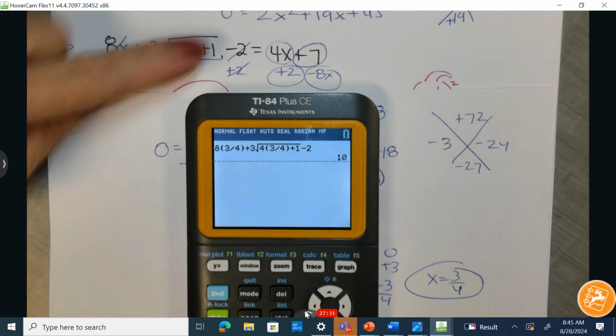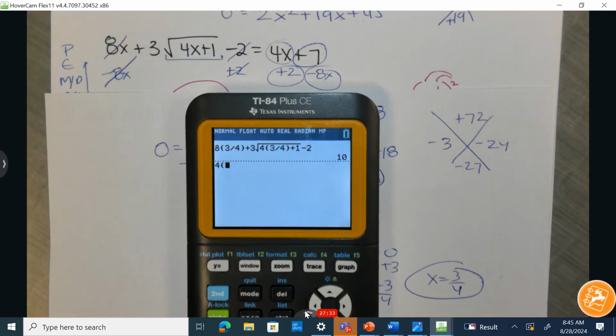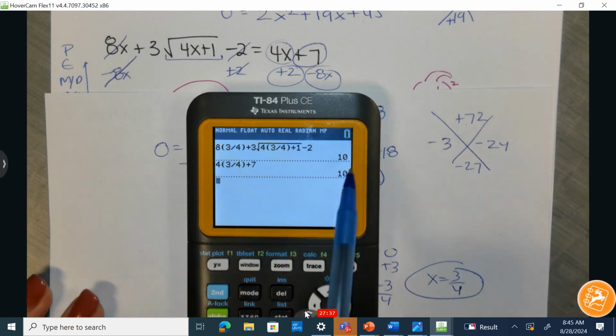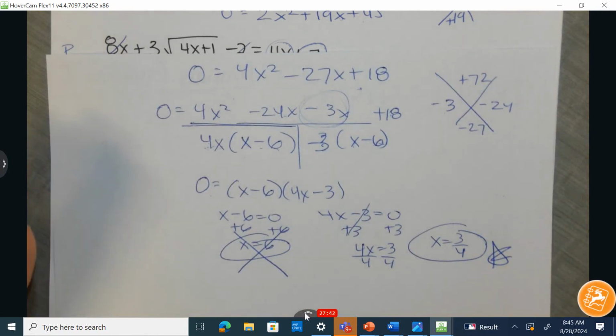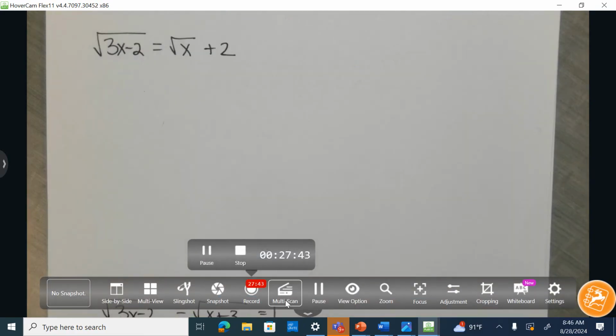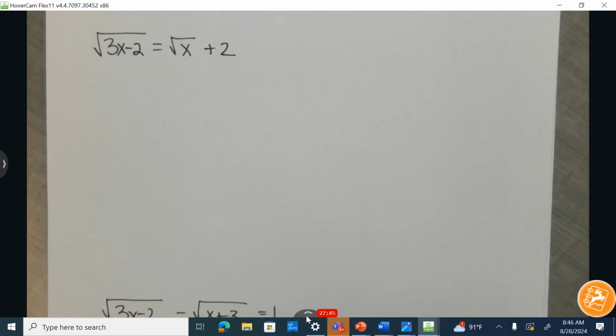I end up with 10 on the left-hand side when I plugged in 3/4. And I ended up with 10 on the right-hand side. The left-hand side equals the right-hand side. This is the correct answer. I already know this is going to be ugly.